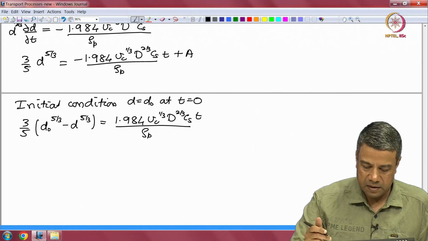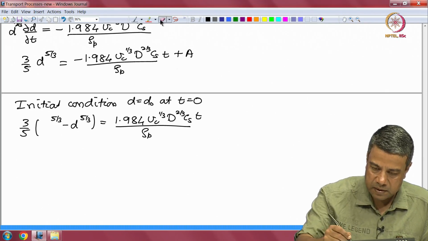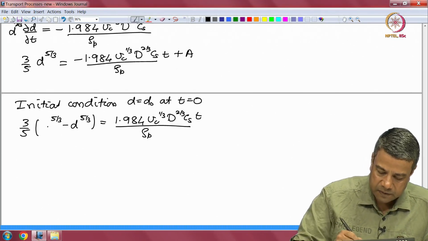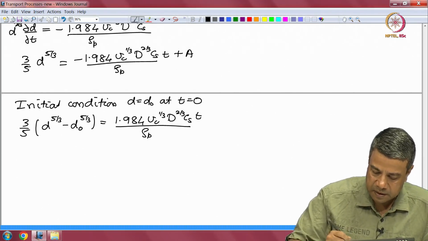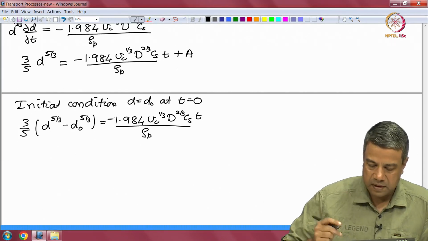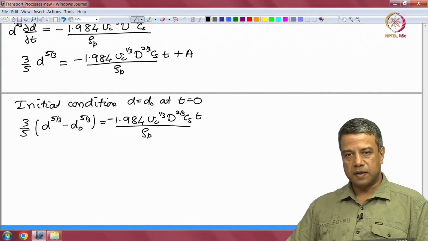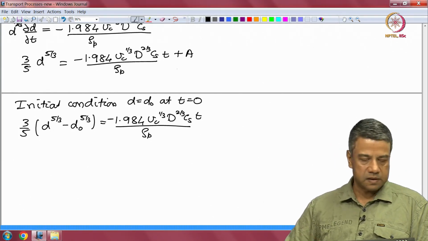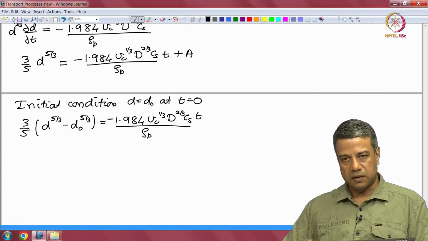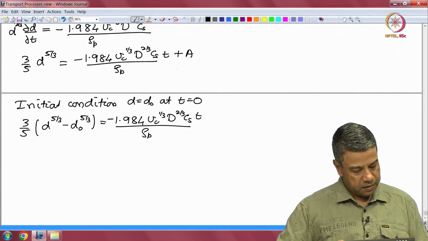I could also write this in terms of d minus d naught, in which case I will get d to the 5 by 3 minus d naught to the 5 by 3, and this will have a negative sign in it. You can express it either way. Either d minus d naught, which will be negative because d is smaller than d naught as the sphere dissolves, or the other way around, d naught power 5 by 3 minus d power 5 by 3.